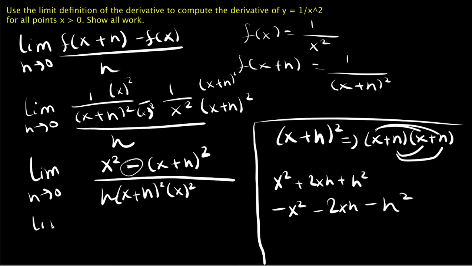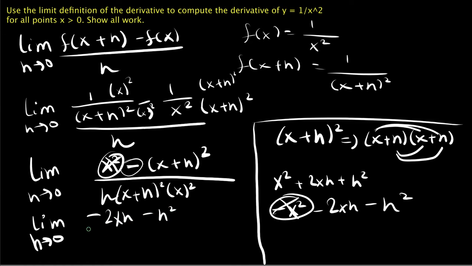So we're going to have limit of, whoops, my bad, h approaches 0. X squared minus x squared is already 0, so we can just cancel this out. Then we have negative 2xh minus h squared all over h multiplied by x plus h whole square, which we already have over here.